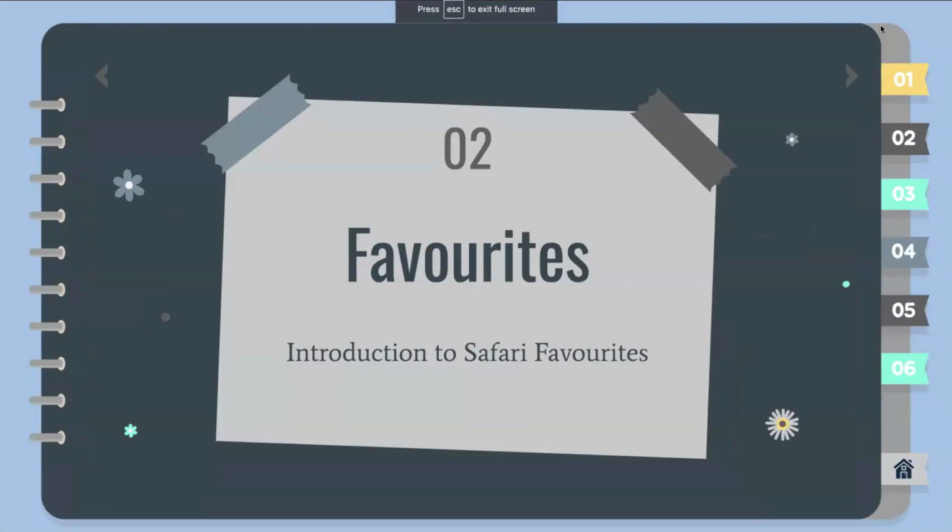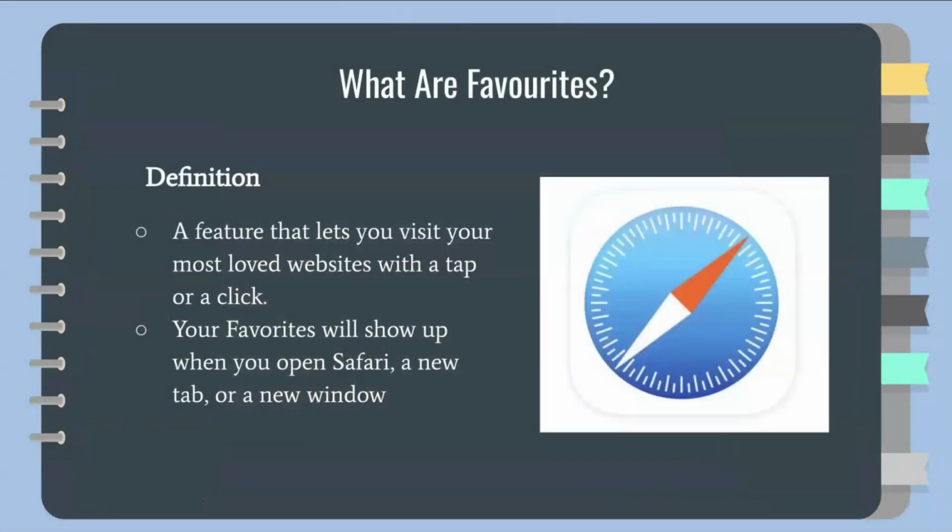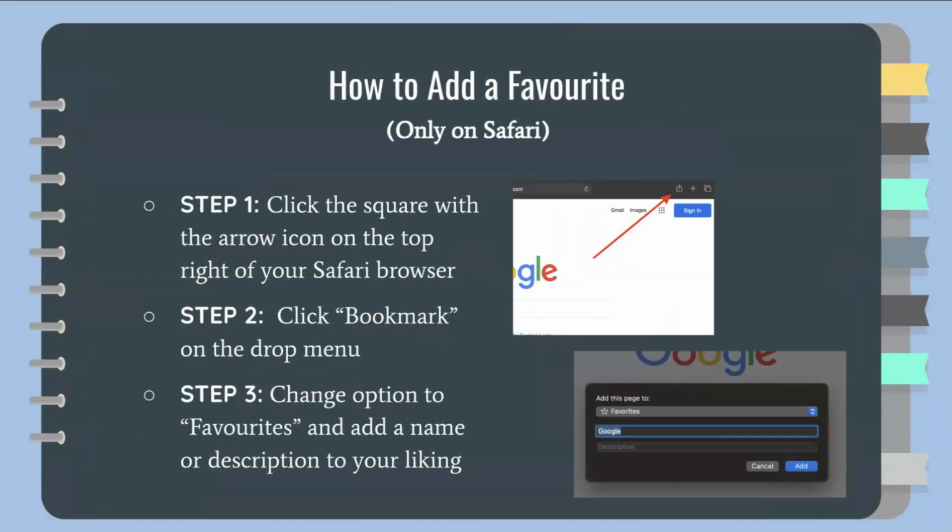Next, we'll go on to favorites. It's a feature that lets you visit your most loved websites with a tap or a click. And your favorites will show up when you open Safari. To add a favorite, you click on the square with the arrow icon on the right side of your Safari browser, and then click bookmark on the drop-down menu. Then change the option to favorites and add a name or description.